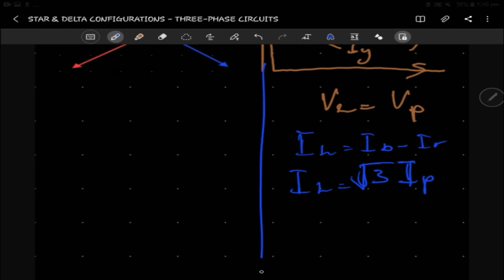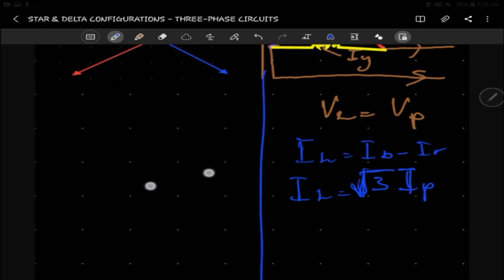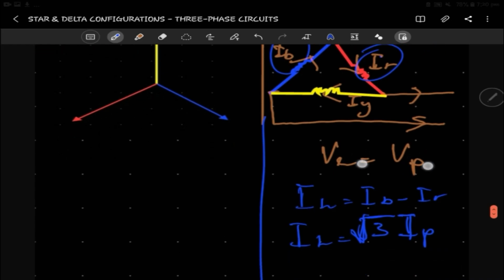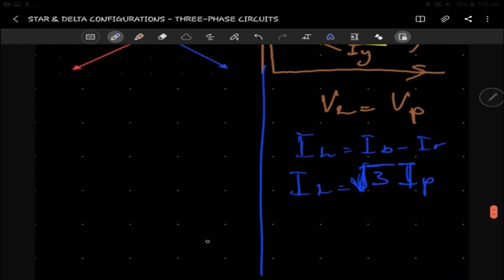So that is it for the delta side. But when it comes to the star, even if you don't go through the whole thing of understanding it, there's a simple way for you to remember it all.